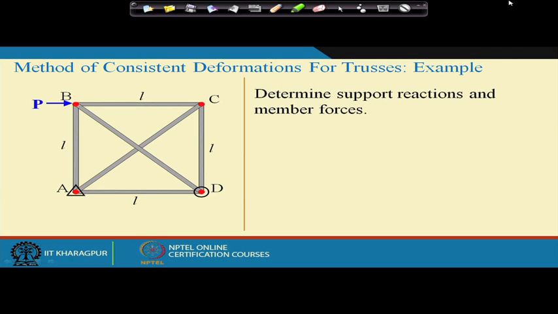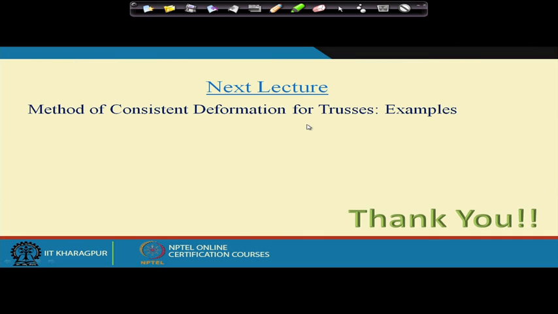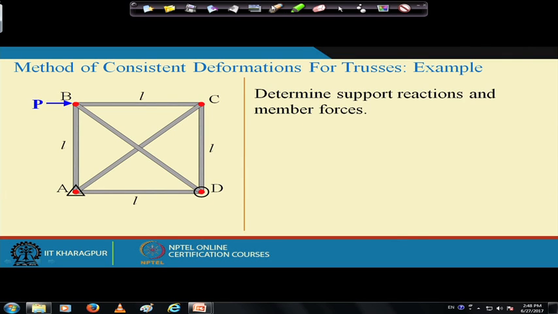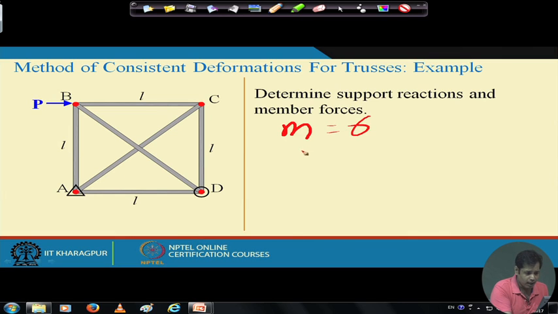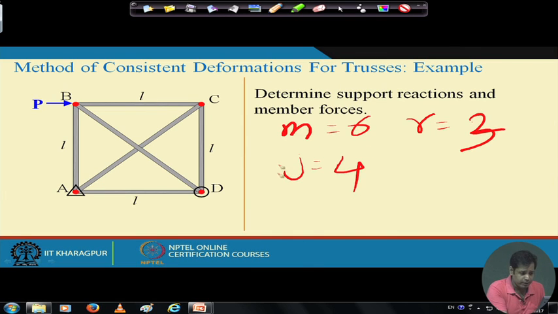This is again a statically indeterminate truss. The total number of members M is 1, 2, 3, 4, 5, 6, so M is 6, and R is equal to 3: 2 reactions at A and 1 reaction at D, and the number of joints is equal to 4. So the total number of equations available is 4 into 2, 8, and the number of unknowns is 6 plus 3, 9. So in this case the static indeterminacy n s is equal to 1.